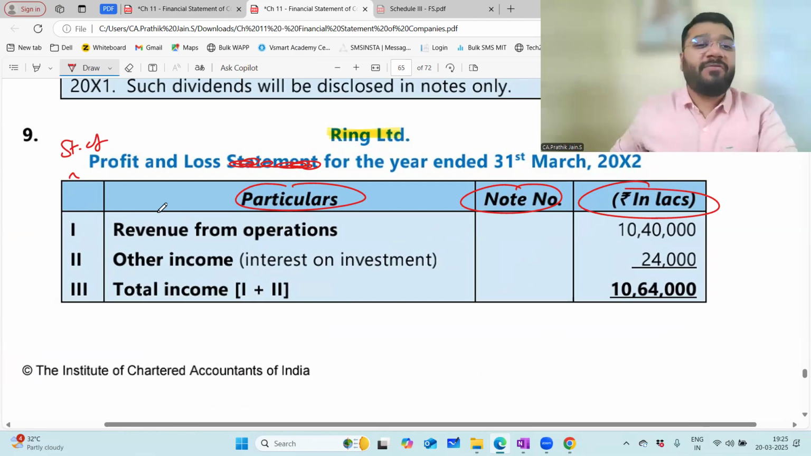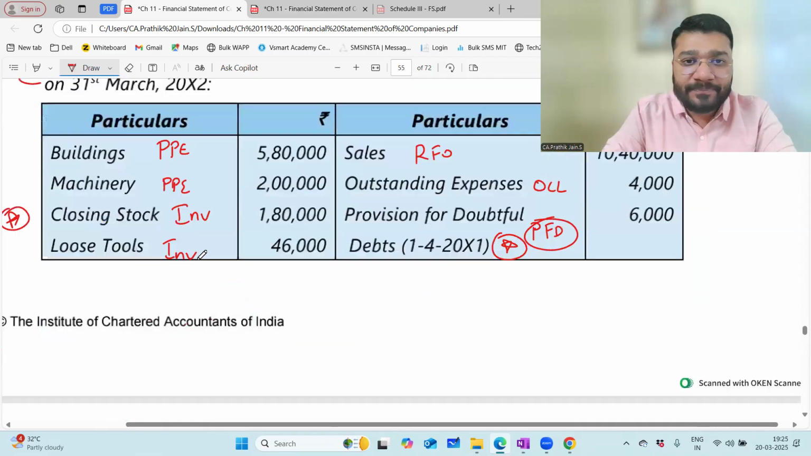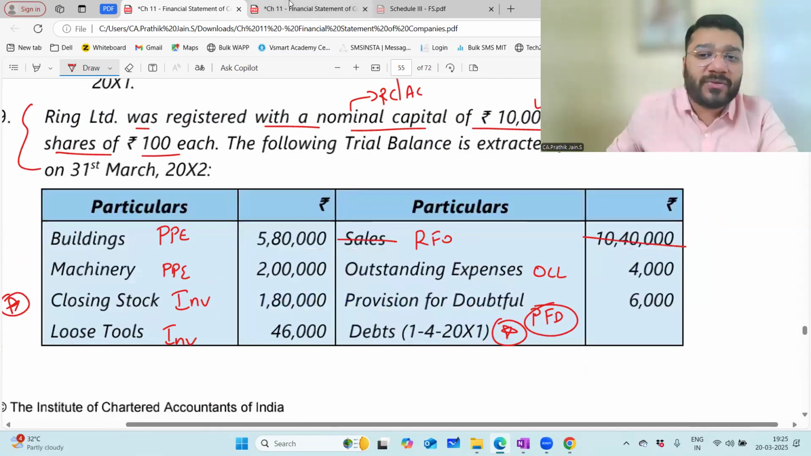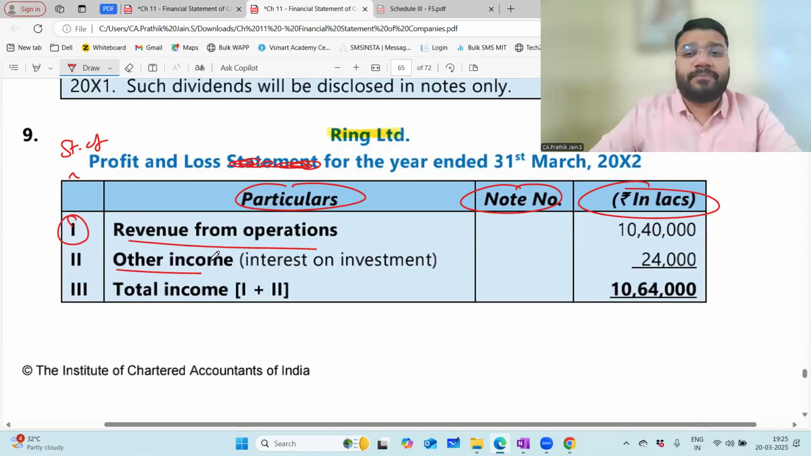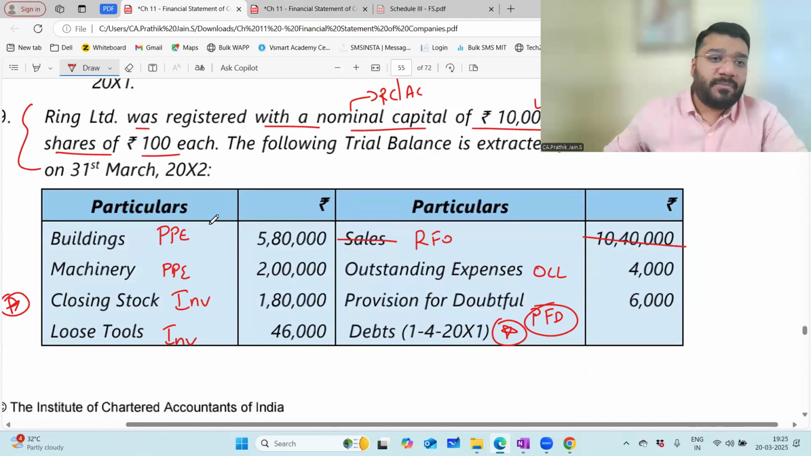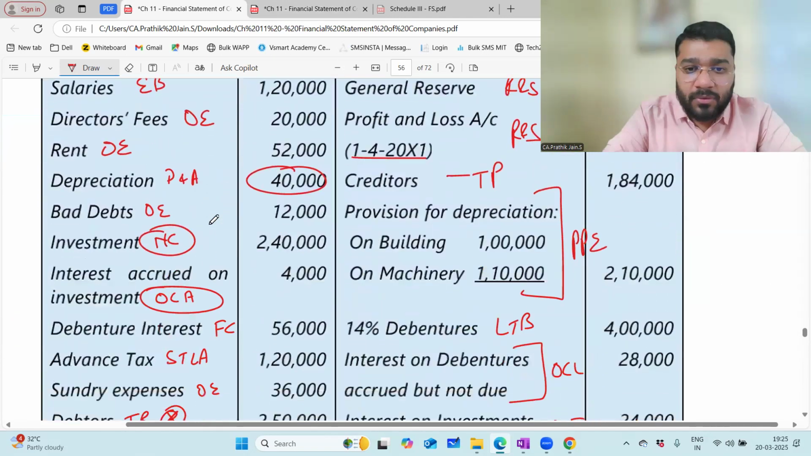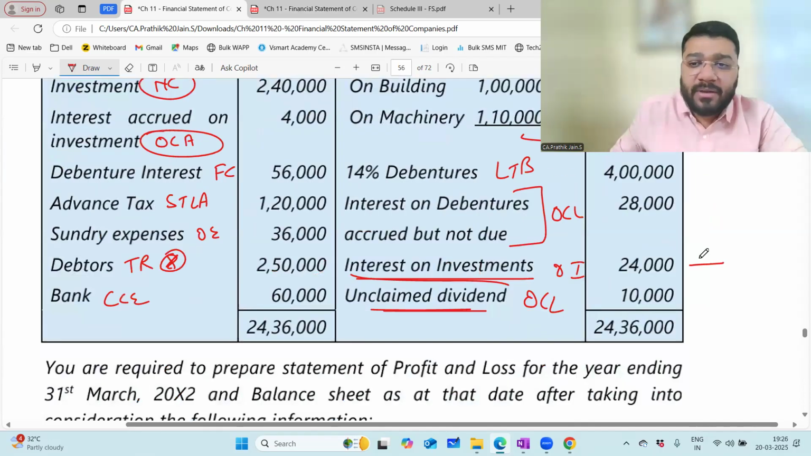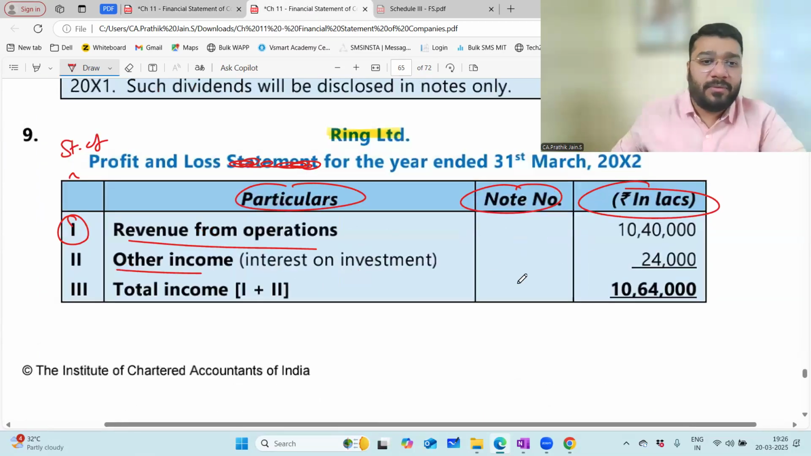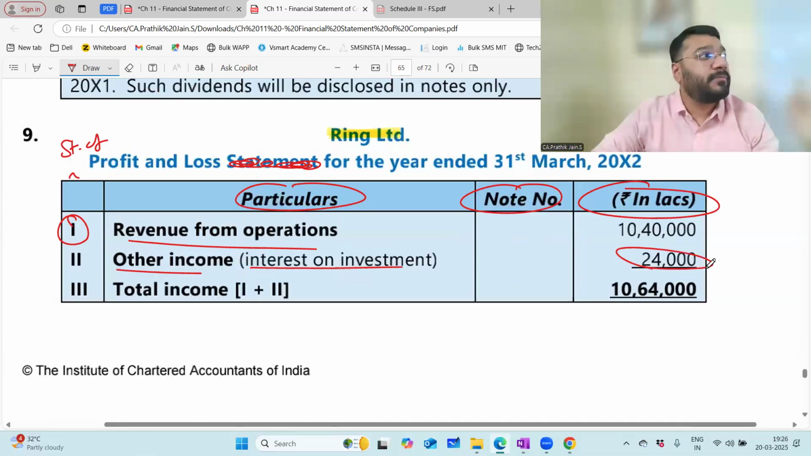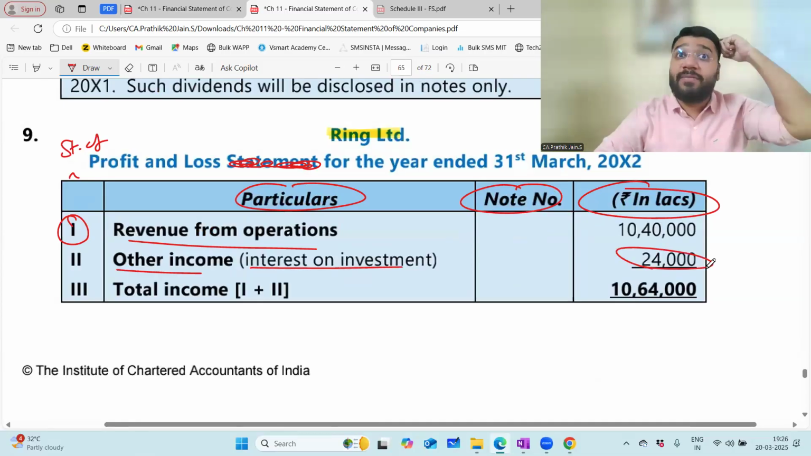Next, first item is revenue from operations. Only one item, you can directly copy paste, which is sales. Sales 10,40,000. Other income. Only one item we have. Interest on investment, 24,000. Other income, interest on investment.